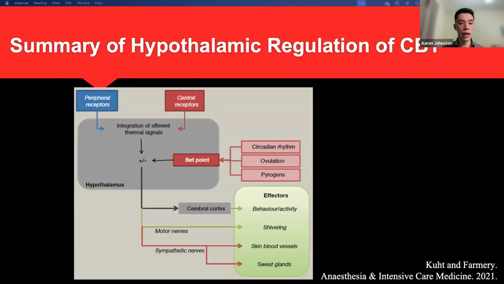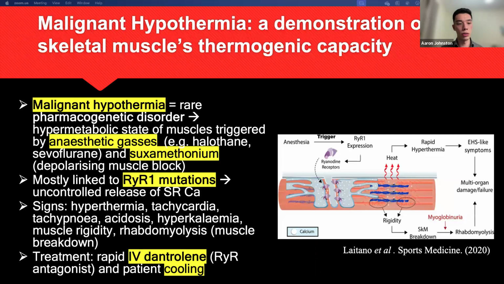This is just a summary of the hypothalamic regulation. So remember, sensory inputs are integrated in the hypothalamus. The hypothalamus has a set point, the temperature at which it's happy, where it's not going to mount responses. And this set point can be changed by, for example, circadian rhythm. We know that we're cooler in the morning. Ovulation, we know that it gets slightly higher in the periovulatory periods, or pyrogens in the context of infection. And this leads then to responses, whether they be thermoeffector responses in the thermoneutral zone, or more severe responses outside the thermoneutral zone, behavioral, or, for example, exercise or shivering.